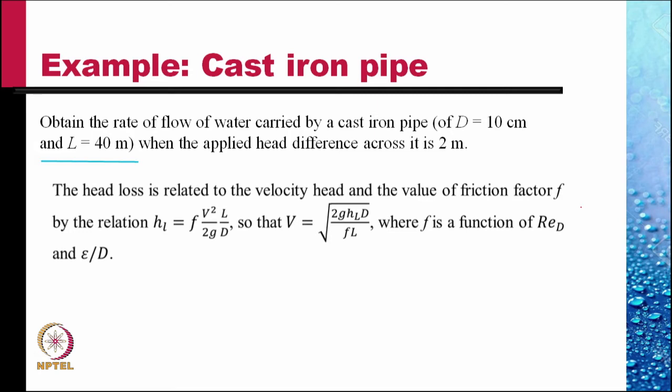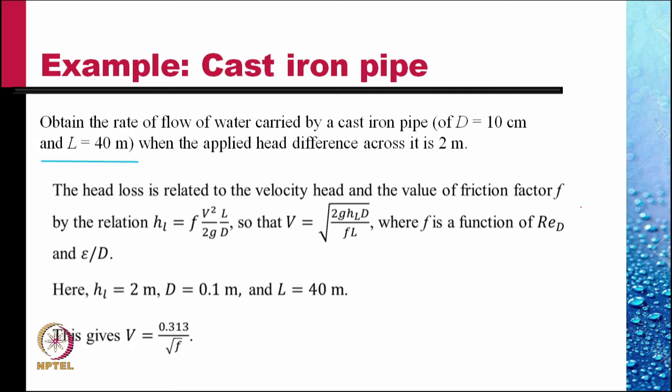Here in this relation for V, we know everything except the value of F. So we plug in all those values and we get a relation V is equal to 0.313 divided by square root of F. So this should give you a hint directly. If we start with an estimate of F, we calculate a velocity V. From that velocity V, we calculate the Reynolds number. And once I have Reynolds number and the value of epsilon by D, I get the value of F from a Moody's chart or from a Colebrook calculator.